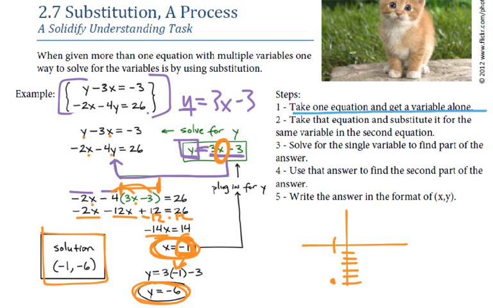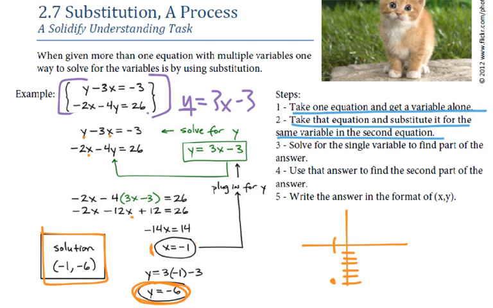So when we're dealing with substitution, the first step is we need to get one equation to have one variable alone. Sometimes this is already done. Sometimes we've got to do it. Once we've got it equal to a variable like we did over here, then we're going to take that equation and substitute it for the same variable in the second equation. So they took this piece and said this is equal to y, so we're going to replace this y with that other piece. That was the second step.